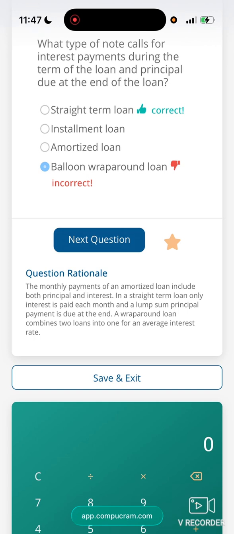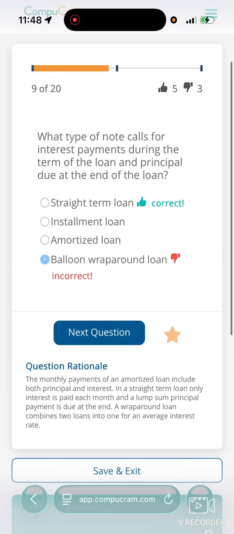The monthly payments of an amortized loan include both principal and interest. In a straight term loan, only interest is paid each month, and a lump sum principal payment is due at the end. A wraparound loan combines two loans into one for an average interest rate.